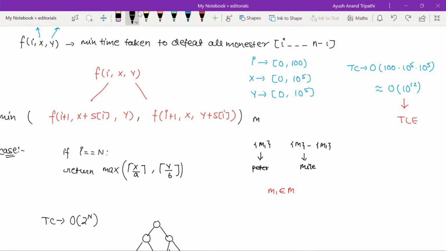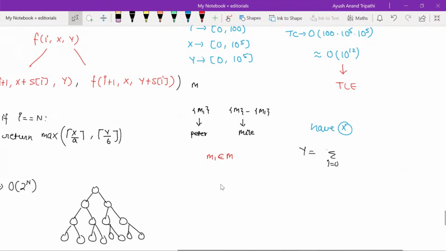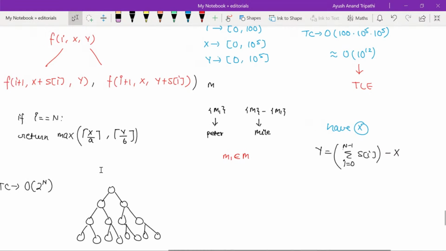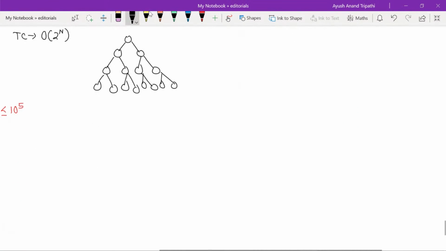So let's say we only keep track of one subset sum. Let's say I know x. So how to find y? y is nothing but simply the total sum minus x. So the value of y is equal to the summation from 0 to n minus 1 of s of i, the sum of strength of all the monsters, minus x. And then the time complexity will reduce to 10 power 7, because this time we only need to memorize i and x. So let me write the complete transition here.